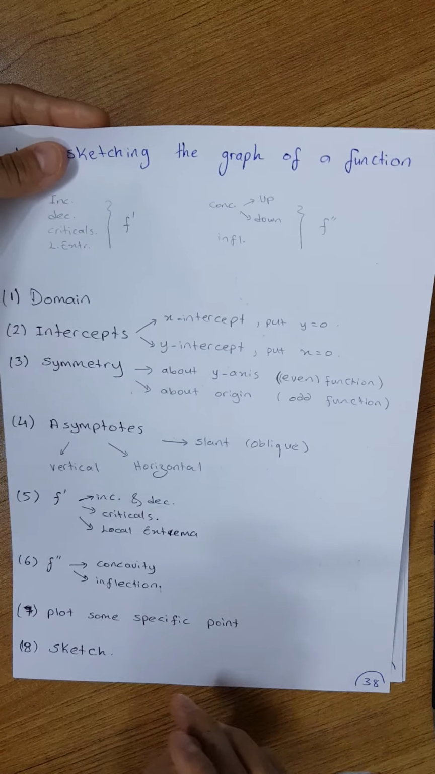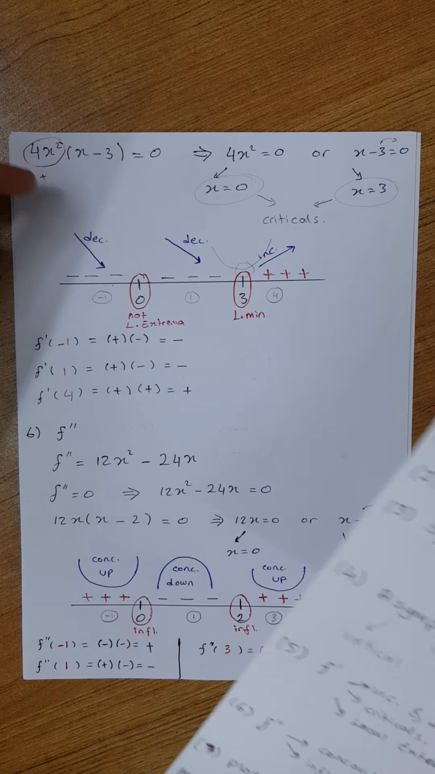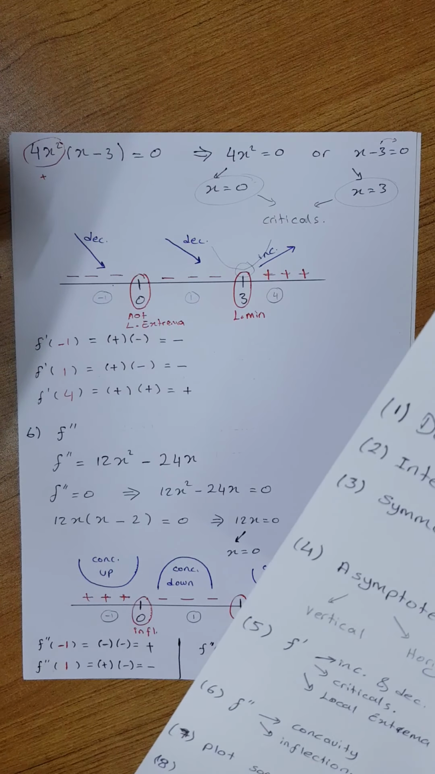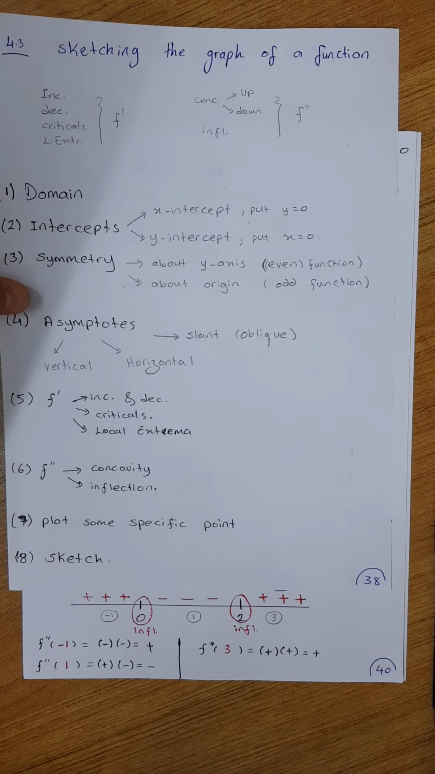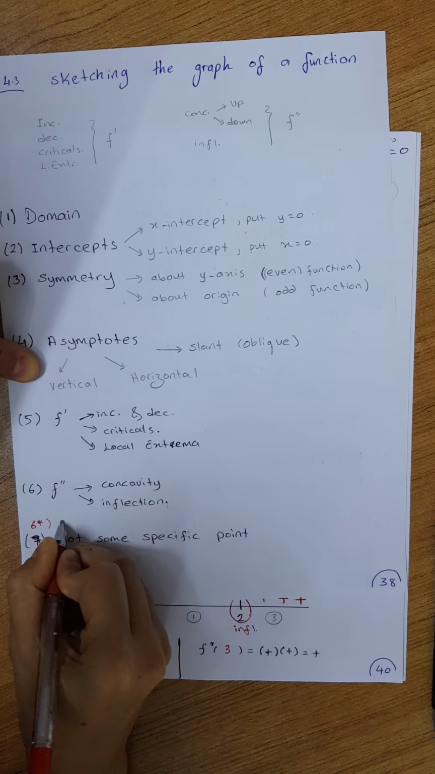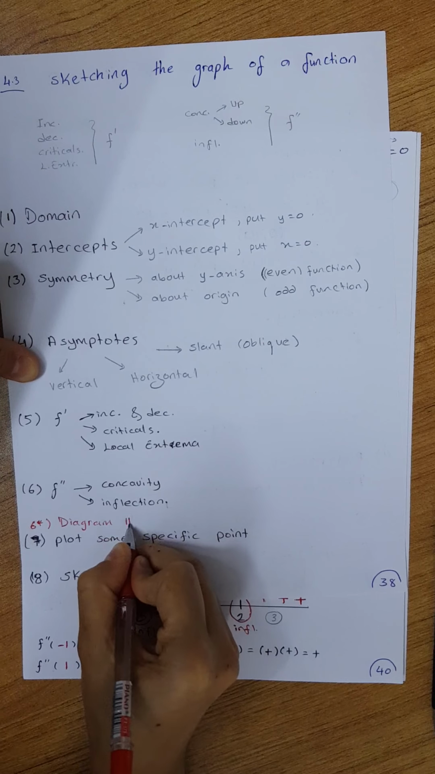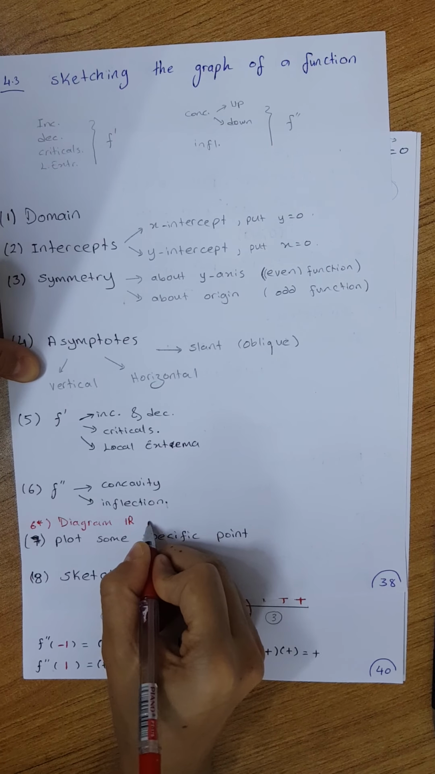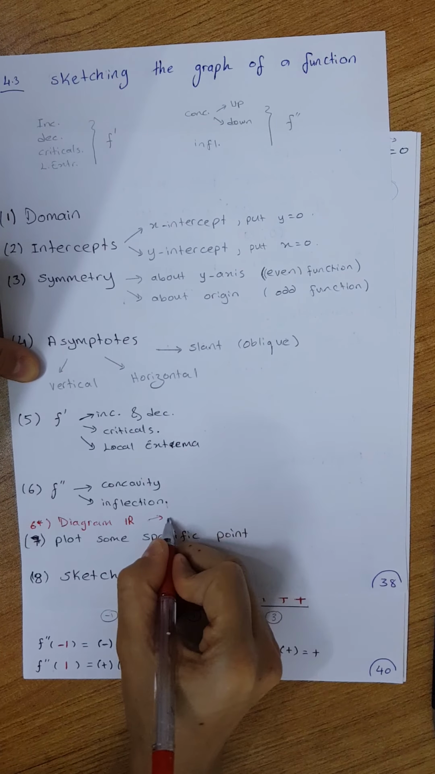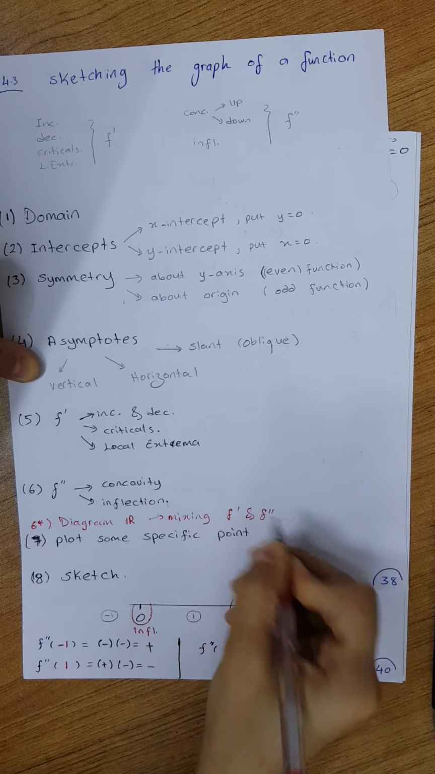But before plotting some specific points, I have to do a diagram, mixing up the 5th step with the 6th step so that I know how to sketch the graph of the function, okay? Let me write here. I will do a real number line, a diagram of R, putting f prime and f double prime procedure, okay?